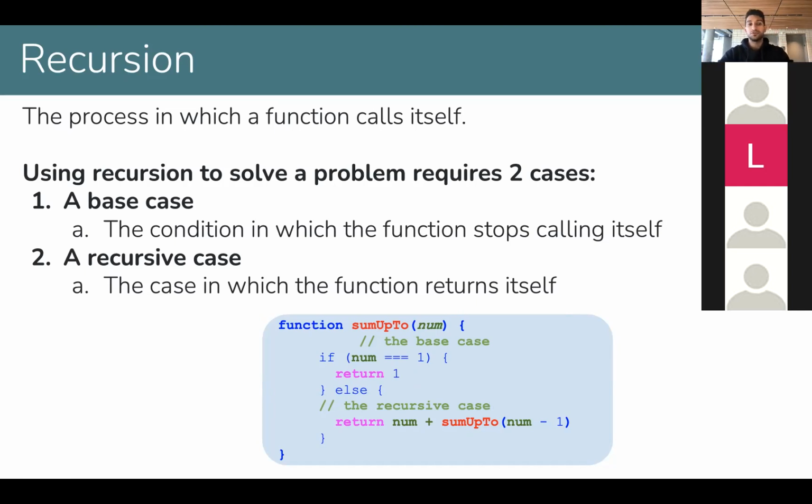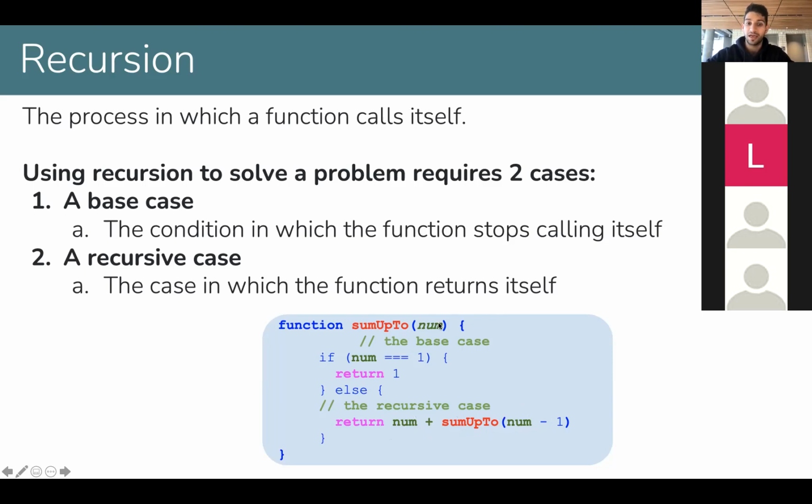So using recursion requires two cases. One is a base case, the condition in which the function stops calling itself and returns a final result, and the case in which the function returns itself. So let's take a number 3, for example, sum up to num 3. I can go to the recursive case, and it's going to return 3 plus the sum up to with 3 minus 1, which is 2. So we're returning 3 plus something, so we know it's at least 3.